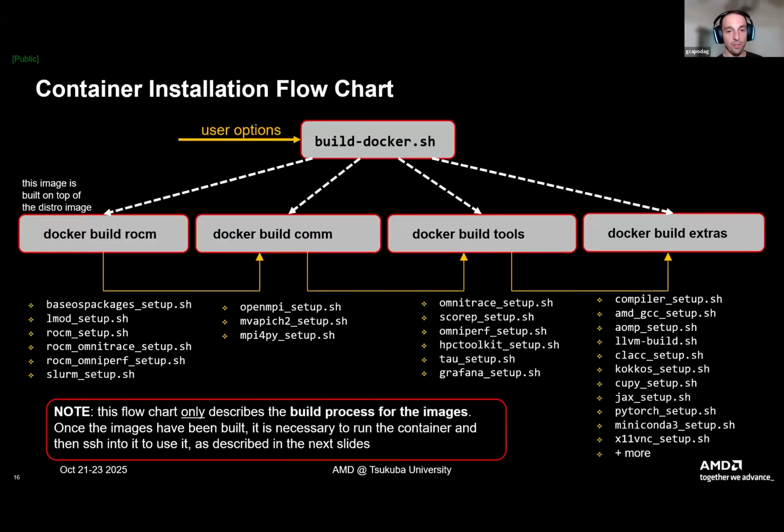This is just a visual image of what the process that I just described entails. You see the script builds an image from the distro. Then for the ROCm image, it calls all the scripts that sit in the ROCm directory. For the com image, it uses all the scripts that sit in the com directory, and so on, moving like that.